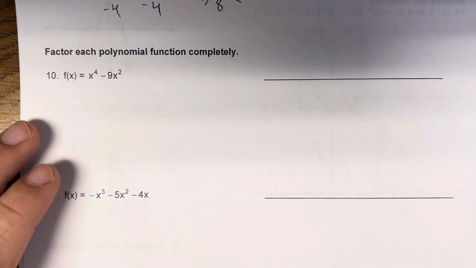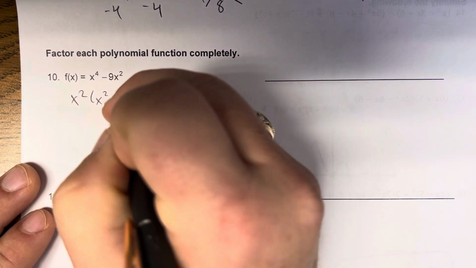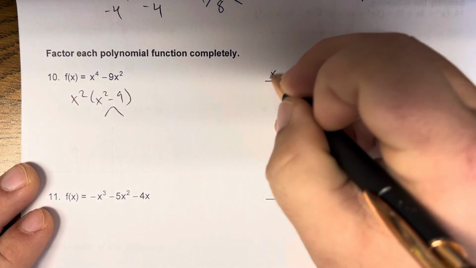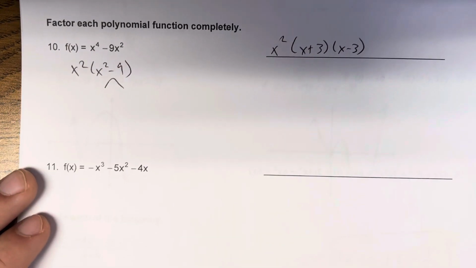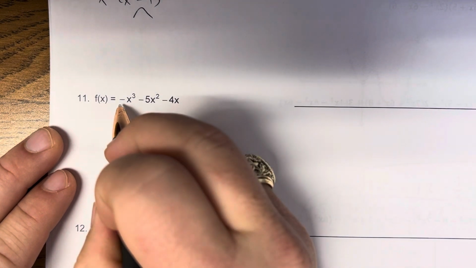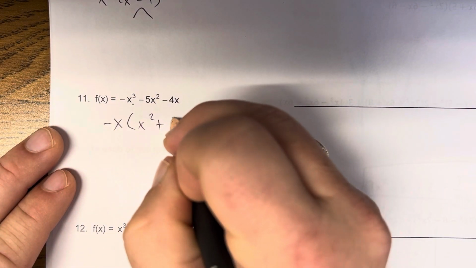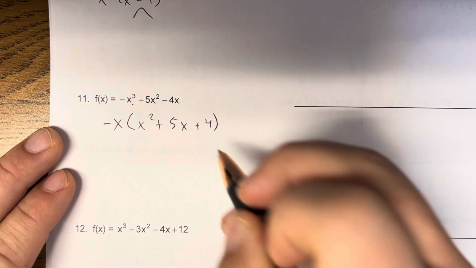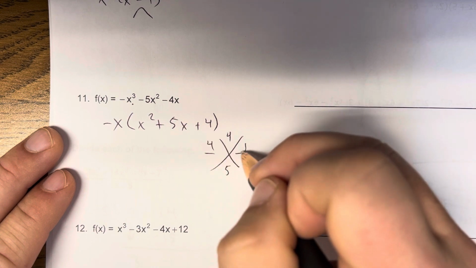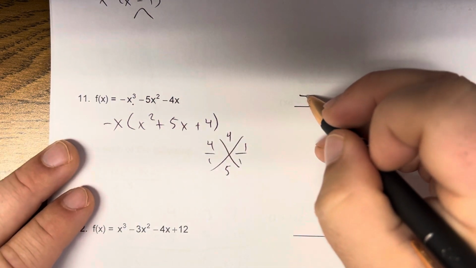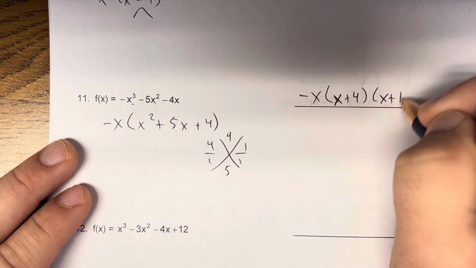All right, factor each polynomial function completely, and so we'll take out the x squared. We're left with x squared minus 9. That goes down to x plus 3, x minus 3, so I'll go ahead and put it on the blank. Number 11, I don't like negatives in the front. There's also an x with each of them, so we'll take out a negative x, leaving x squared plus 5x plus 4. And we'll do the x method with that. Think what multiplies to 4 and adds to 5. It's going to be 4 and 1. And so I'll go ahead and put it on the blank: negative x, x plus 4, x plus 1.